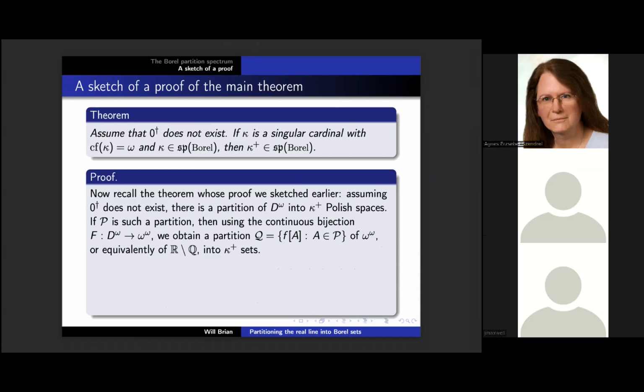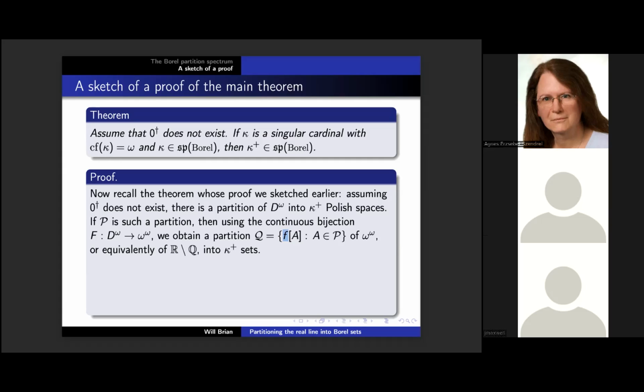And then what do we do? Well, we have this continuous bijection from the previous slide. And, oh man, that's a typo, my mistake. This should be a capital F here. So we define this new partition Q to just be the image of P. So we take every set in P and we push it forward from the domain of this function capital F to the codomain. And so what does that do? Well, when we push forward a partition of the domain, we get a partition of the codomain. So we get a partition of Baire space. The partition has the same size, so it's a partition of size kappa plus.